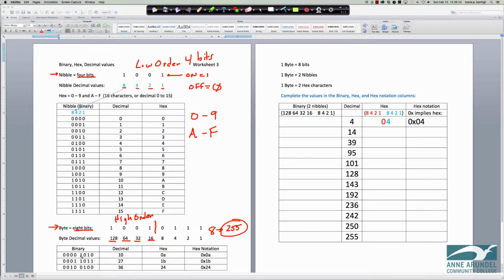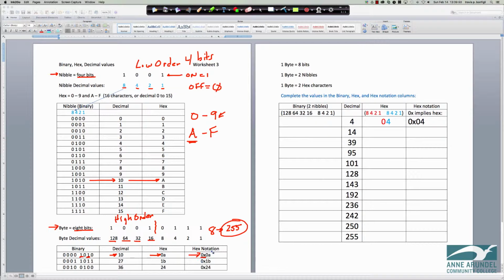255. So in binary, if the 8 position and the 2 position are on, that gives us a decimal of 10, right? Because we add 8 to 2. And in hex, we know that 10, because again, remember, we stop at 9, 10 would be A. And you can see that right here. There's 10, and 10 is A. So it would be 0A.